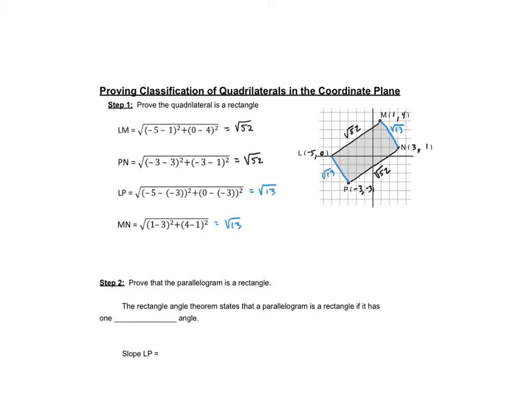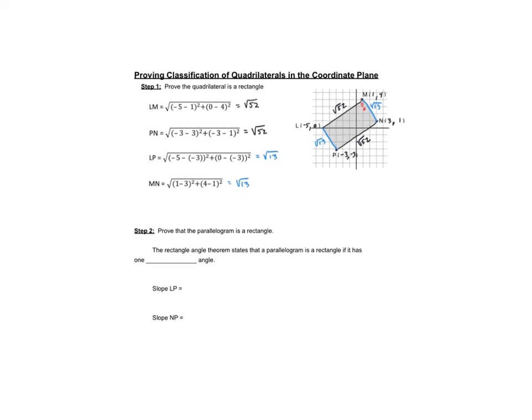Now we want to prove that the parallelogram is a rectangle. So continuing on, what could we do? We could figure out the slope, right? If this angle is 90 degrees, then we would have the 90-degree requirement for a rectangle, because if one of the angles is 90 degrees, all of them are going to be 90 degrees. So let's find the slope of LP and NP.